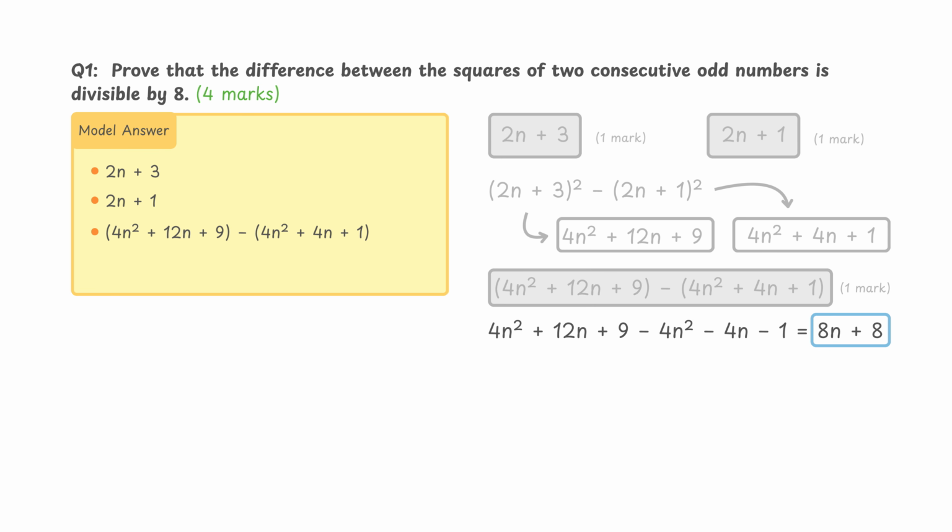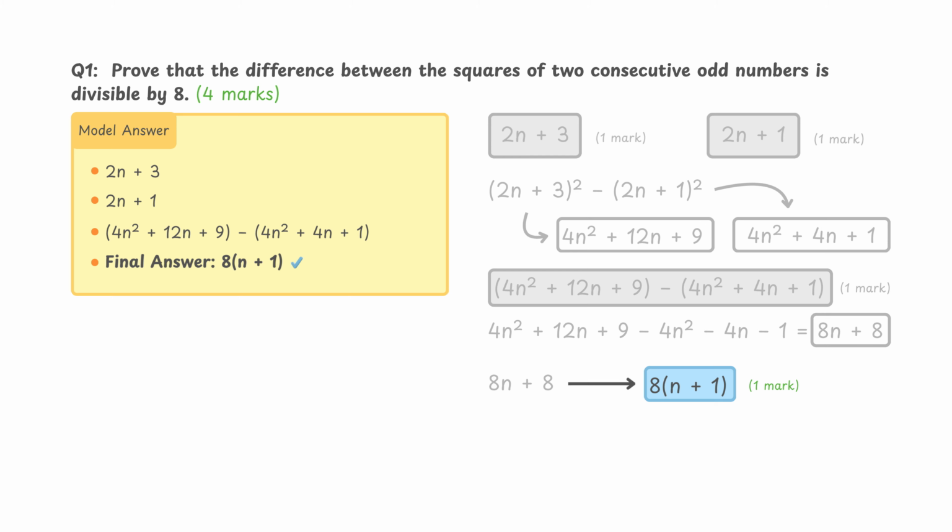Now step 3, factorize. We take out the common factor from 8n plus 8. Both terms share a factor of 8, so we factorize to get 8 multiplied by open bracket n plus 1 close bracket. This earns 1 mark. Now step 4, conclude the proof.